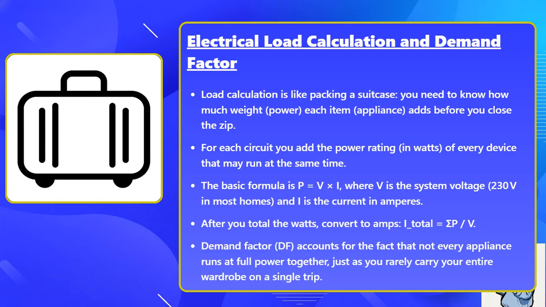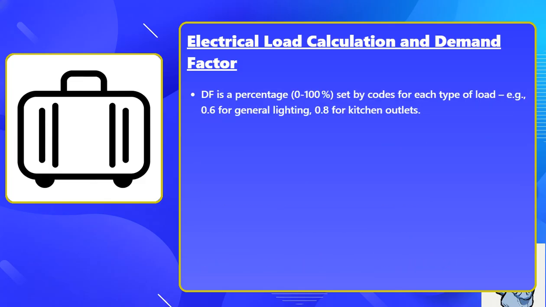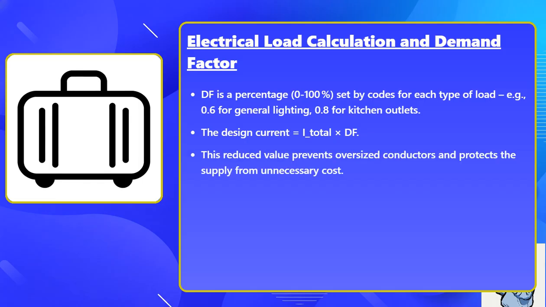Demand factor, DF, accounts for the fact that not every appliance runs at full power together, just as you rarely carry your entire wardrobe on a single trip. DF is a percentage set by codes for each type of load. For example, 0.6 for general lighting, 0.8 for kitchen outlets. The design current equals I total times DF. This reduced value prevents oversized conductors and protects the supply from unnecessary cost.